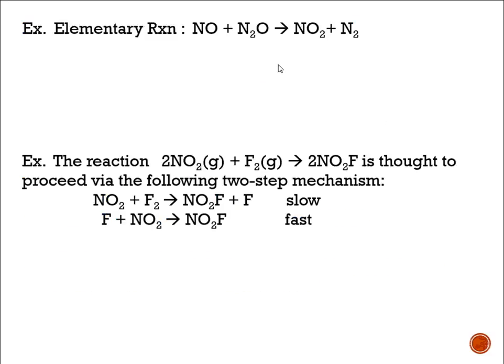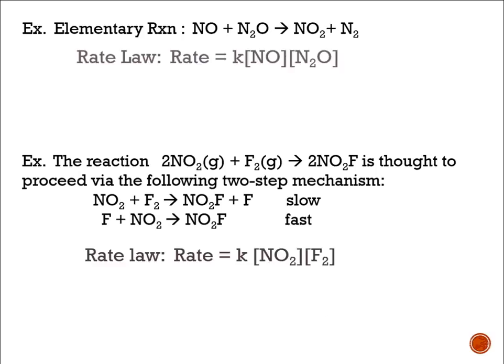So here is an elementary reaction. We have nitrogen monoxide, nitrogen dioxide making dinitrogen monoxide making nitrogen monoxide and nitrogen gas. What we're looking at here is how we would write our rate law, and that's that. In this reaction below, we have this reaction taking place.